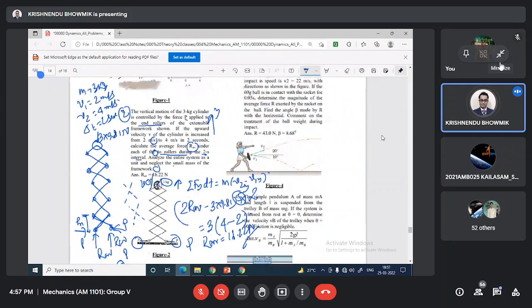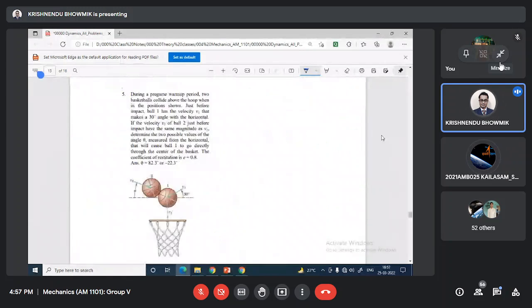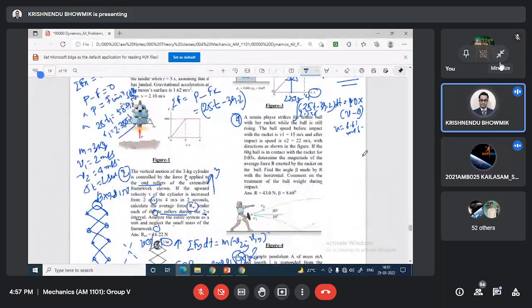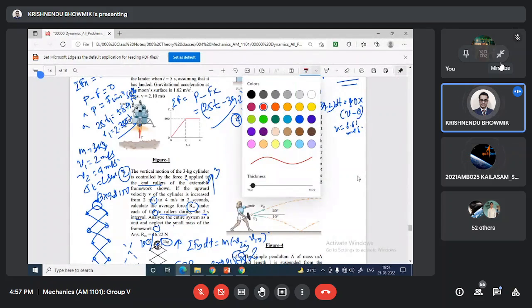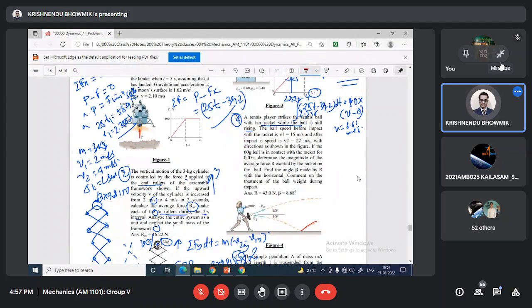Okay, space is one issue. Maybe we can utilize that space. Okay, now a tennis player strikes the tennis ball with a racket while the ball is still rising. So different color. So this is the path. Ball is still rising. Here v1.